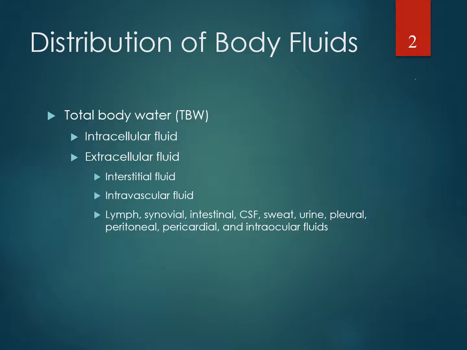So, we're going to talk about the distribution of body fluids. The human body requires a delicate balance of homeostasis to function optimally. The body continuously employs strategies to maintain this balance. Fluid, electrolytes, and pH all play critical roles in sustaining homeostasis.